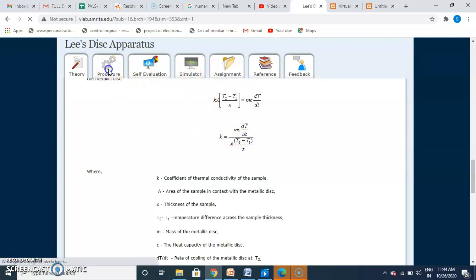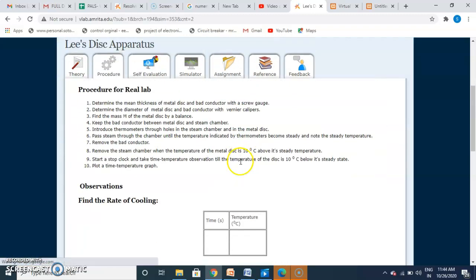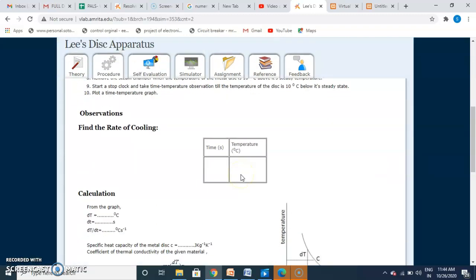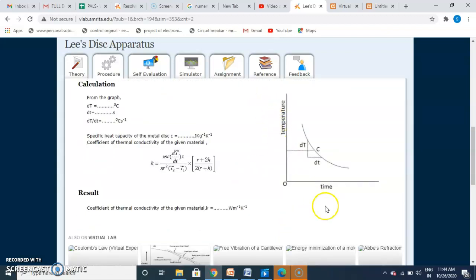Now what we are going to observe is the rate of cooling. When the temperature decreases, how much time does it take? That is what we are going to note. What is the time for 70 degrees, what is the time for 68 degrees, what is the time for 64 degrees, what is the time for 62 degrees. Like that we are going to see the rate of cooling, and we are going to draw the graph between time and temperature.